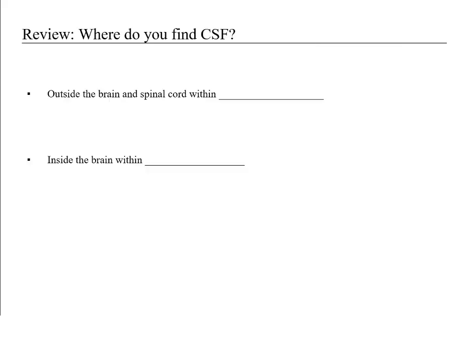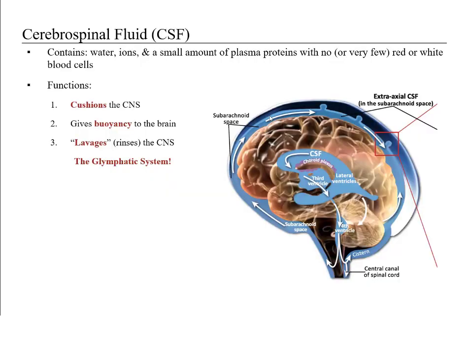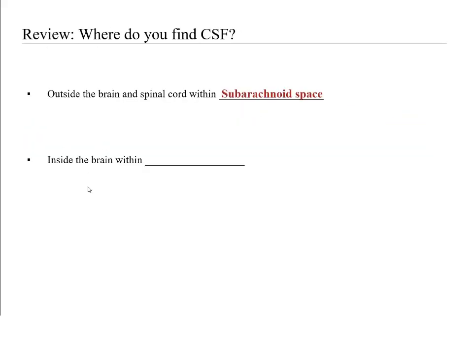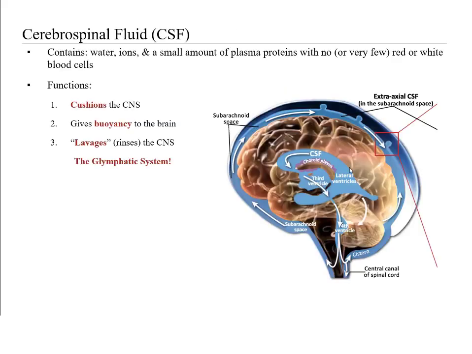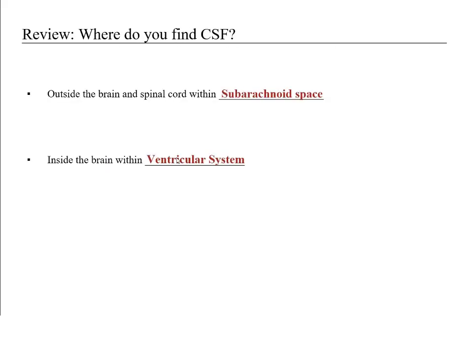So let's review here. Where do you find CSF? Outside the brain and the spinal cord, so around the brain and around the spinal cord, all the way down. We're not showing it here, but it is all the way down and around the spinal cord. We find this in the subarachnoid space. But what about inside the brain? Where do we find CSF? Inside what's called the ventricles, or the ventricular system.